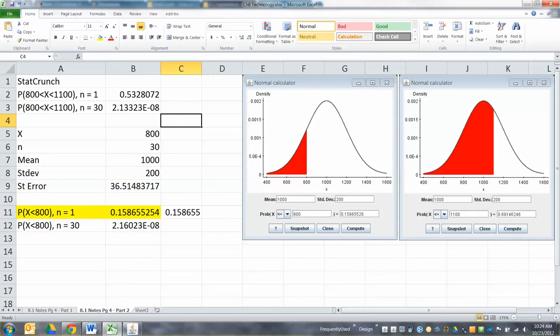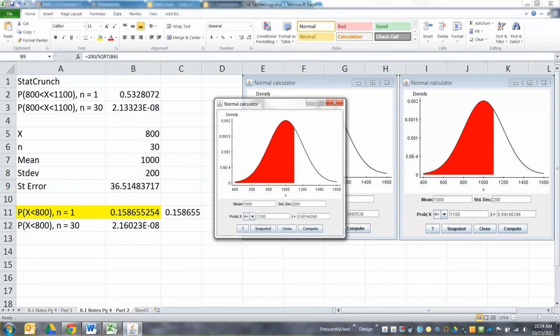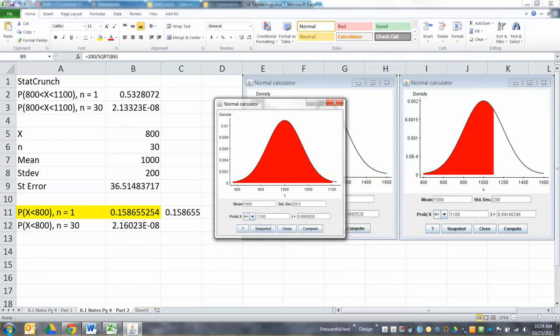Okay. Now what about if n is 30? Well, remember that means the standard deviation shrinks to 36.5. So I'm going to have to do this again, but change the standard deviation right here to 36.5. Compute. Look at that. Right? Huge. All right, so snapshot. 8.1 explanation part 4. Export. Okay.